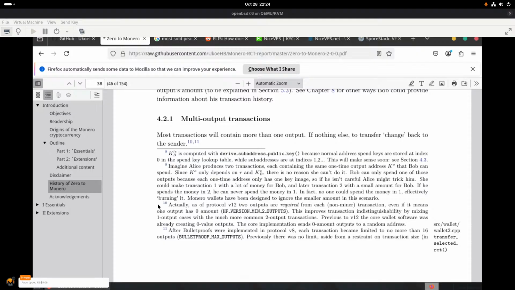After bulletproofs were implemented in protocol version 8, each transaction became limited to no more than 16 outputs, the bulletproof max outputs. Previously, there was no limit, aside from a restraint on transaction size.